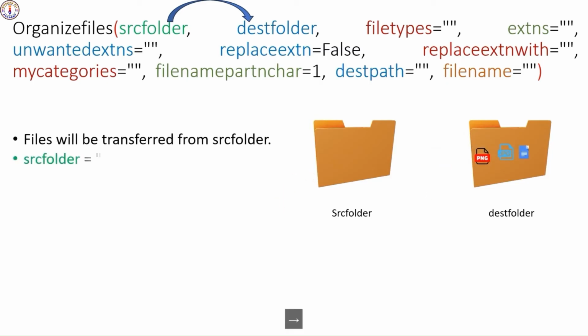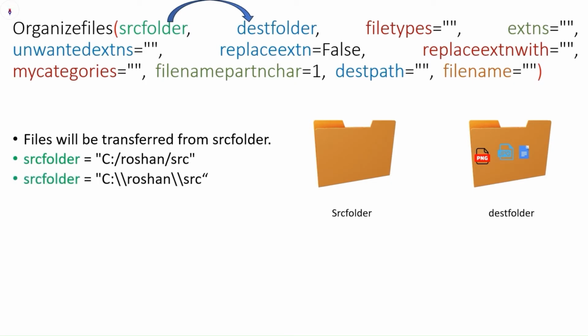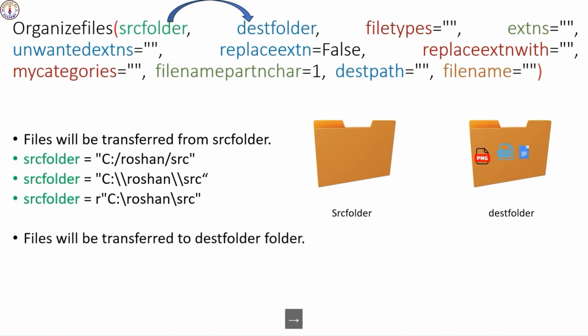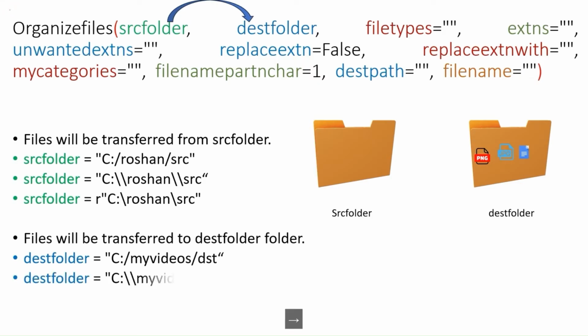Suppose this is our source folder, which has our files, and this is where we want our files to move. Files will be moved from source folder. You would need the path address of the source folder in this format with a single forward slash, although you can also write it with double backward slashes. The third method is to use a single backward slash, but then you would need to add a small r before the source folder address. Dest folder is the place where you want to move your files to. We would also need to specify the path to that folder using the same three methods.